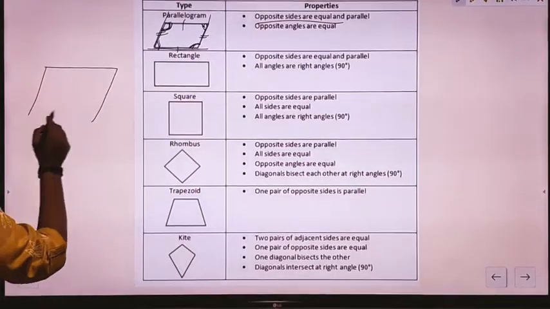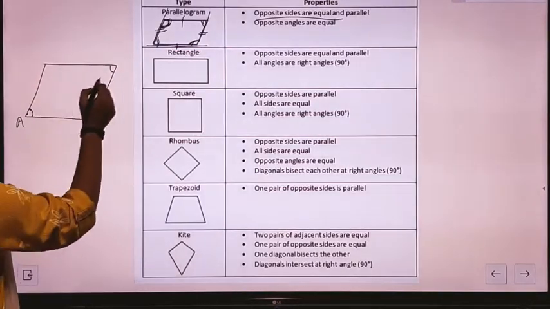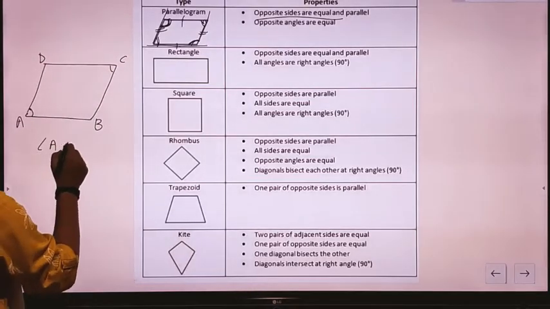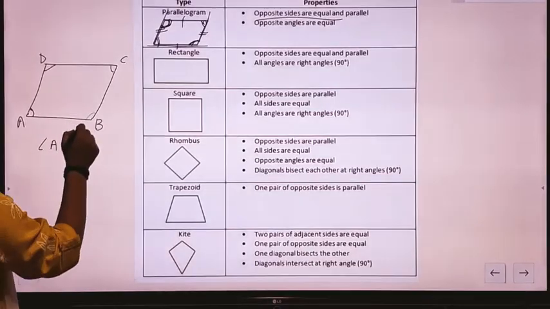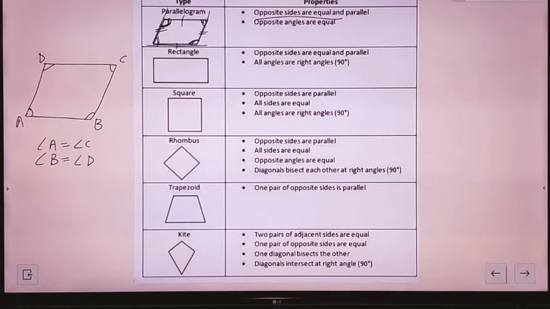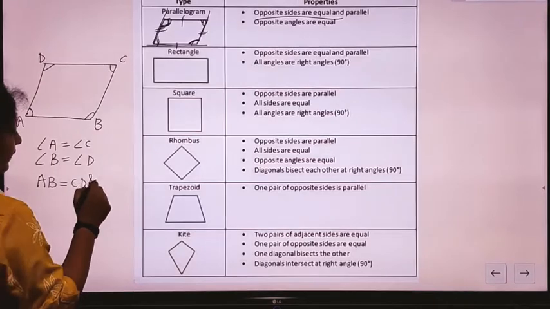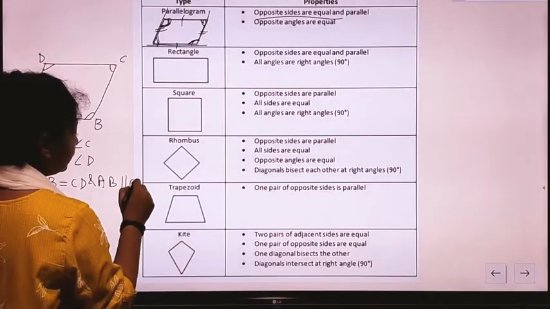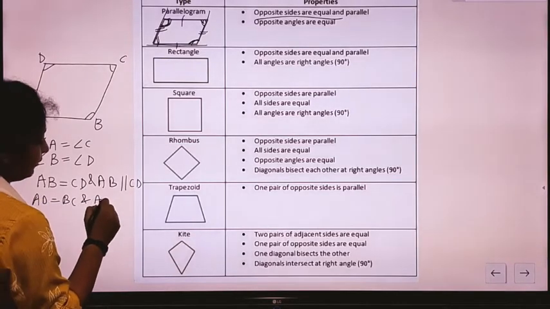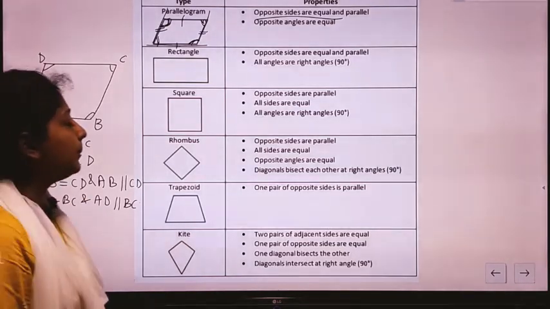If I may draw this here, this angle is opposite to this angle. Let's call this angle A, and this one C. So angle A will be equal to angle C and angle B will be equal to angle D. Also, the opposite sides are equal and parallel. This implies AB will be equal to CD and AB will be parallel to CD. Also, AD will be equal to BC and AD will be parallel to BC. So this was about the parallelogram.